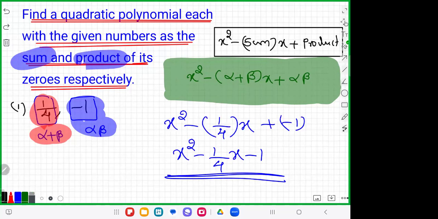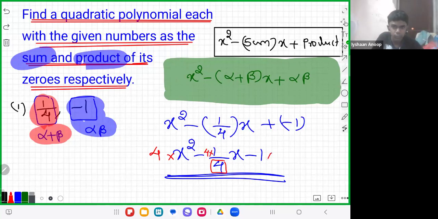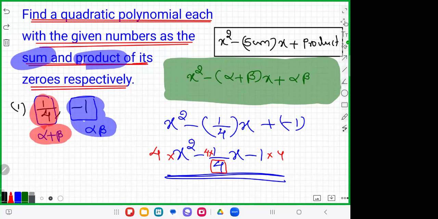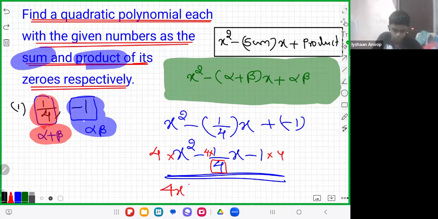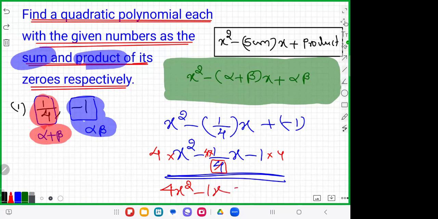Multiply throughout with the denominator. What is the denominator? Denominator is 4. So throughout multiply with 4. 4 into x square is equal to 4x square. Here this 4 and 4 cancel, minus 1x is remaining, and this is minus 4. So it is 4x square minus x minus 4.